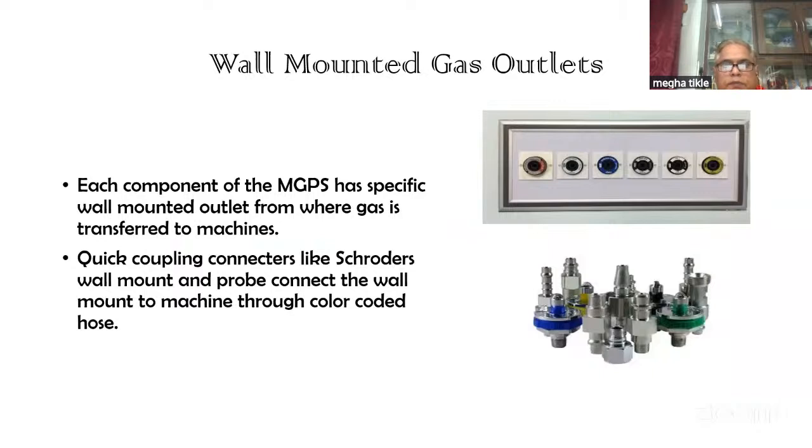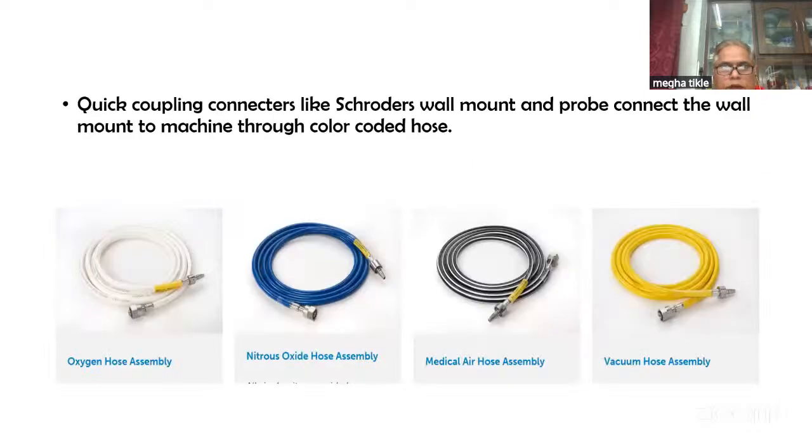Now, once the pipeline enters into the operation theater, each gas has a specific wall mount. It can be anything from a Schrader socket or a quick coupling device with any geometrical shape designed to it. Correspondingly, towards the machine end, it would have a DISS, that is Diameter Index Safety System, or a non-interchangeable screw. Now, this is how the assembly is.